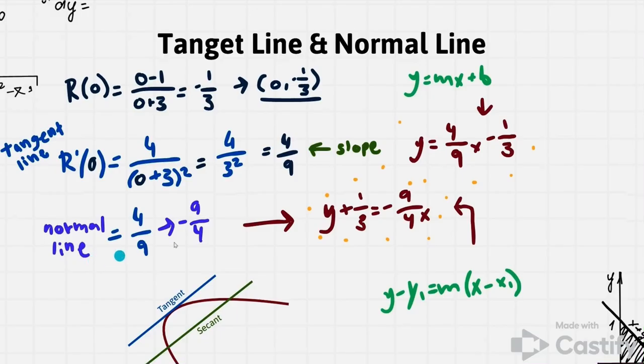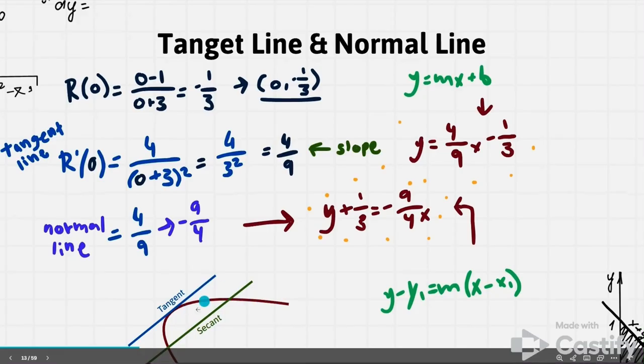Now for the normal line, I took the slope of the tangent line and got the negative reciprocal of it to get negative 9/4, and I input that into point-slope form, which is why it looks different from the tangent line. And so I made the sketch of how this would look with r of x, the tangent line, and the secant line.